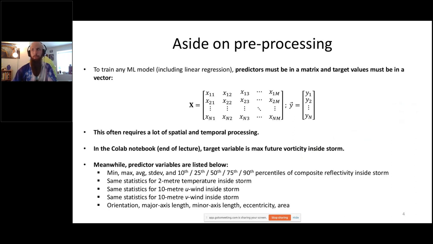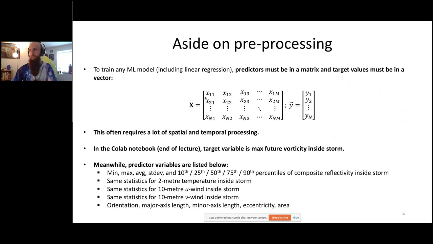So pre-processing is really, really important. To train any machine learning model, it can be linear regression, logistic regression, or anything, you know, it could be something really fancy like a convolutional neural net, your predictors need to be in a matrix, and your target values need to be in a vector.